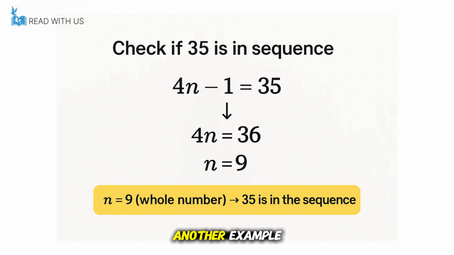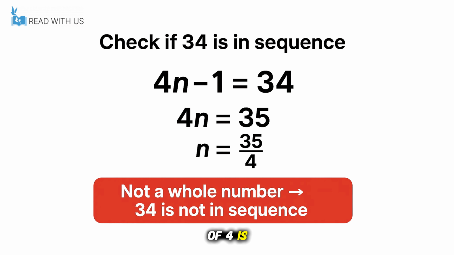Now let's try another example. Check if 34 is in the same sequence. We set 4n minus 1 equal to 34. That gives 4n is equal to 35, and n is equal to 35 divided by 4, which is not a whole number. So 34 is not in the sequence.